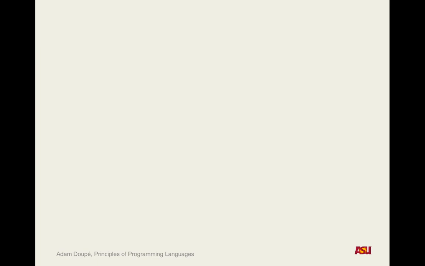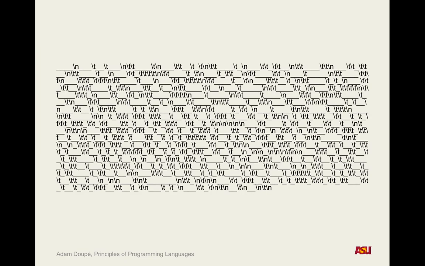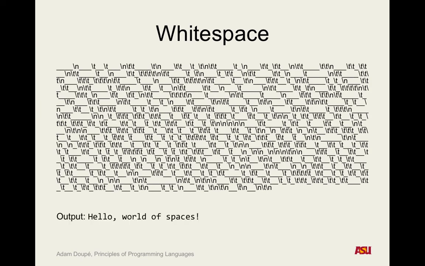Yeah, so there's actually a programming language that somebody developed that is Turing complete. And I changed all the spaces to underscores, the tabs to \t, and the new lines to \n. And using these 3 characters, they created an entire programming language called whitespace. And this program outputs hello world of spaces. That's it.